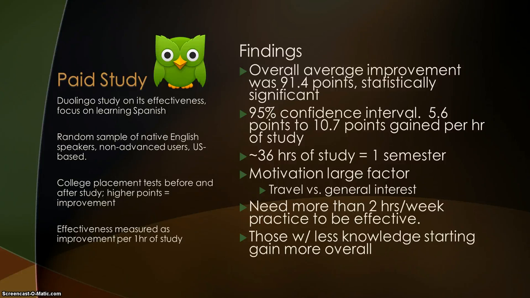So overall, they found that there's an average improvement of 91.4 points on this college placement test, and there's a greater confidence level, 95%, in this program, and there was a 5.6 to 10.7 point difference gained per hour of study. And they found that about 36 hours of study on this program was roughly 1 semester of a college level class. So the only thing is that motivation is a large factor.